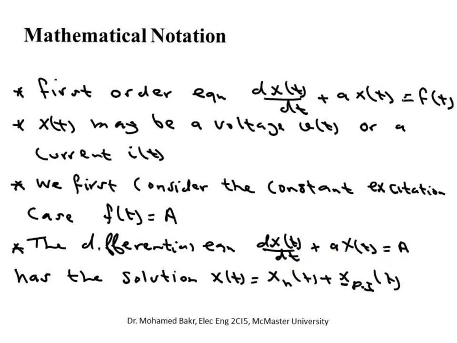From our study of mathematics, we know that this system has two solutions, a homogeneous solution and a particular integral solution. The homogeneous solution is the solution we have when we set capital A equal to 0, when there is no excitation. It's the response due to the initial conditions on the energies in the energy storage elements, in the capacitors and the inductors. The second one, the particular integral, is the one due to the excitation itself.